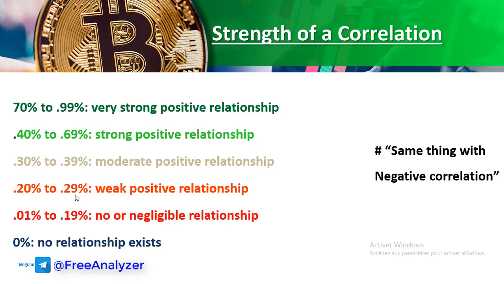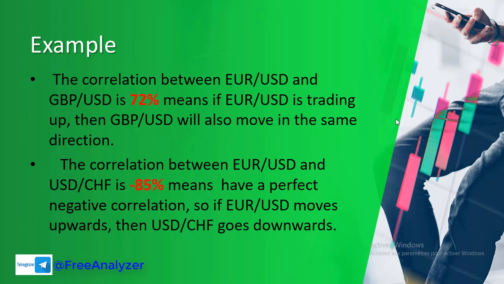In general, we can say that a positive correlation is strong if it is between 30% and 99%, and a weak or negligible correlation or relationship is between 1% and 29%. For example, the correlation between EUR/USD and GBP/USD is 72%. That means if EUR/USD is trading up, then GBP/USD will also move in the same direction. That is an example of positive correlation.